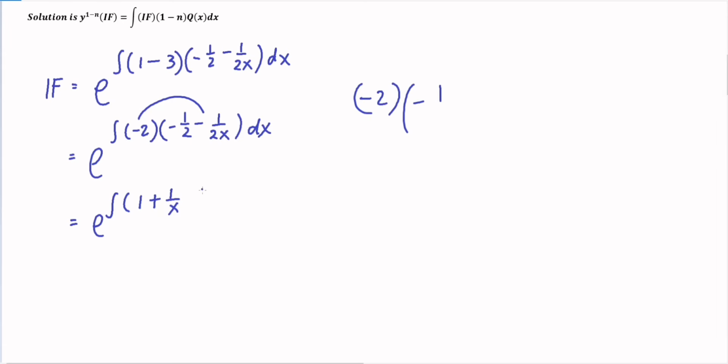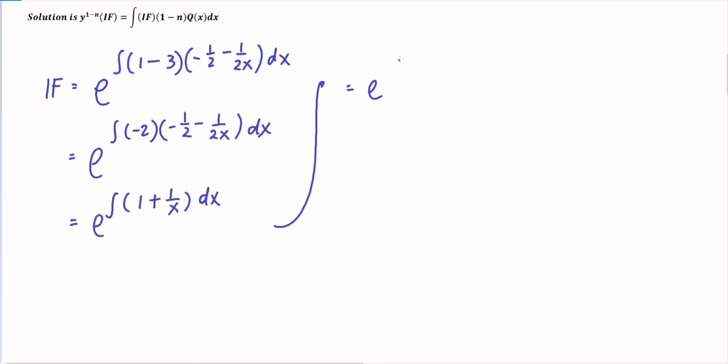Okay? So, that is our new exponent dx. Now let's integrate. We can integrate term by term. We will have e raised to the integral of 1 dx plus the integral of 1 over x dx. When you distribute, you integrate both. The integral of 1 dx would be x, and the integral of 1 over x dx would be ln x.